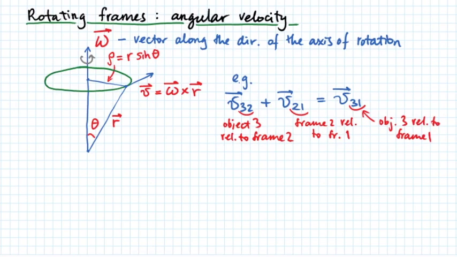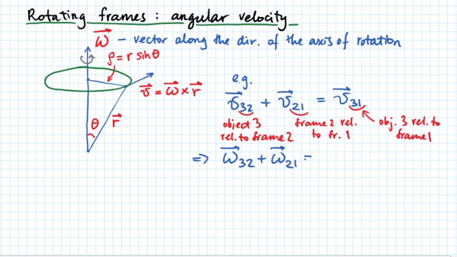Angular velocities work exactly the same way. So what we expect to get is the angular velocity of object 3 relative to rotating frame 2 plus angular velocity of, say, frame 2 relative to frame 1 is going to give us angular velocity of object 3 relative to frame 1. So it gives us a lot of flexibility and convenience when we define angular velocity as a vector.